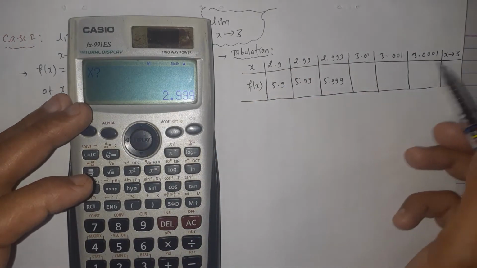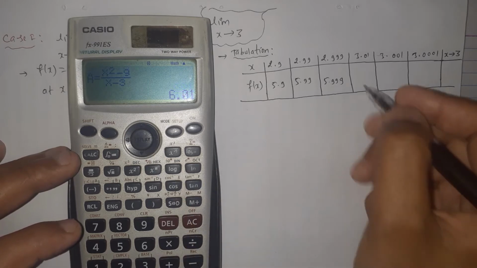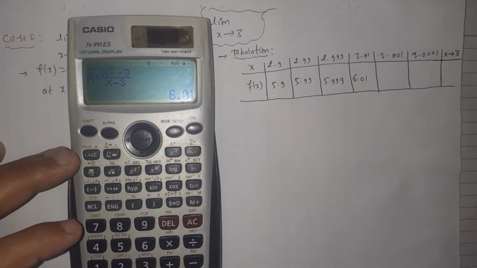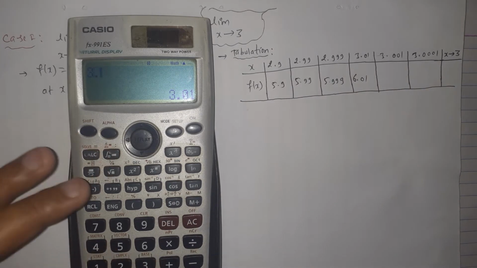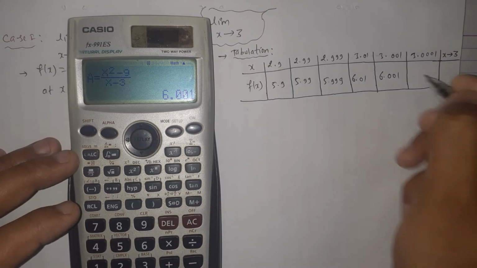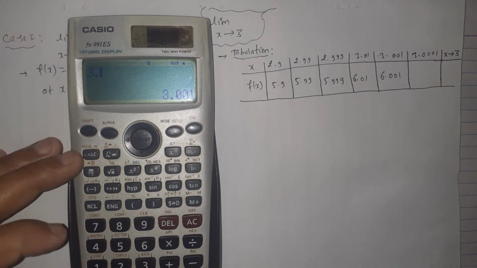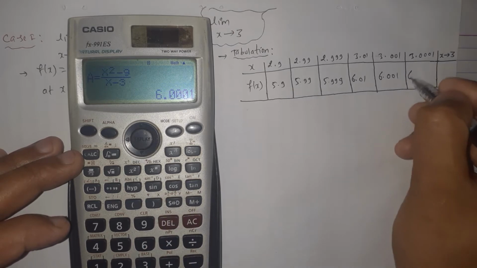These are the values from the right hand side. At 3.01, the functional value is 6.01. Similarly, at 3.001 the value is 6.001, and at the last point 3.0001, the functional value is 6.0001.